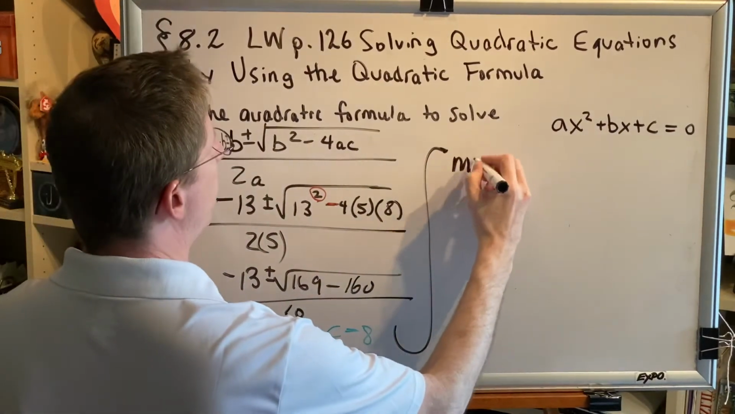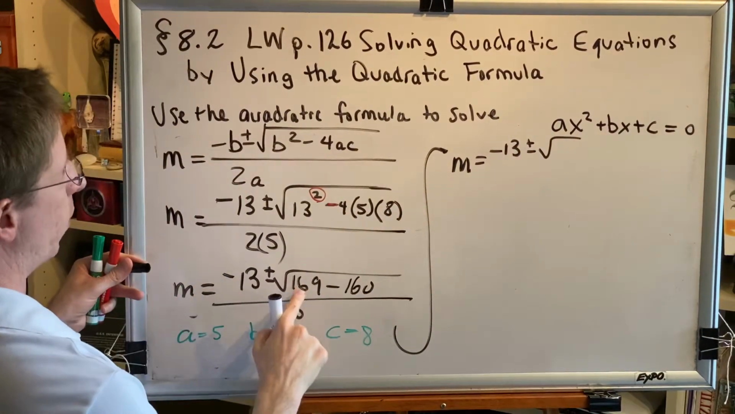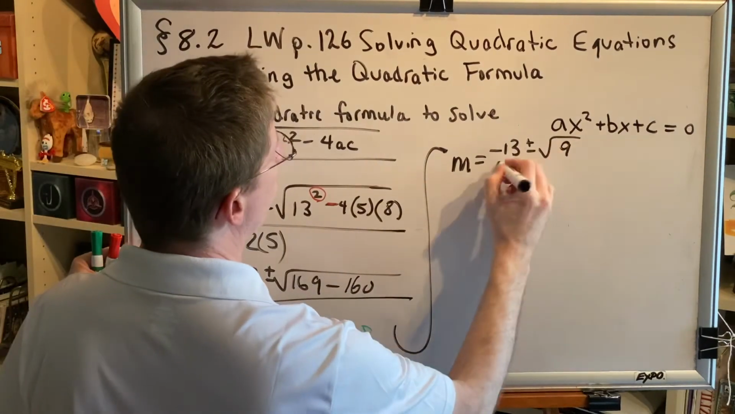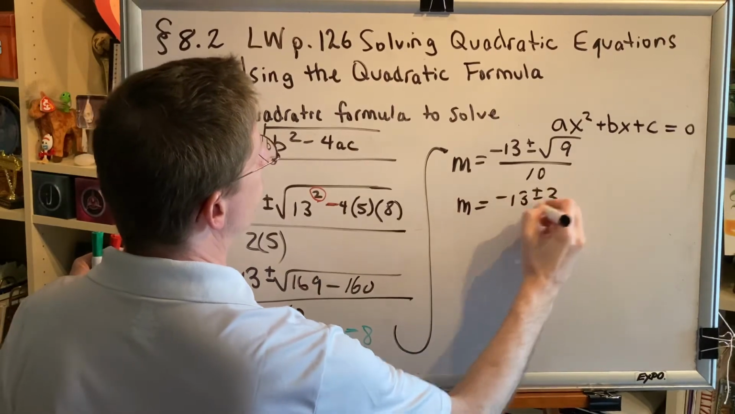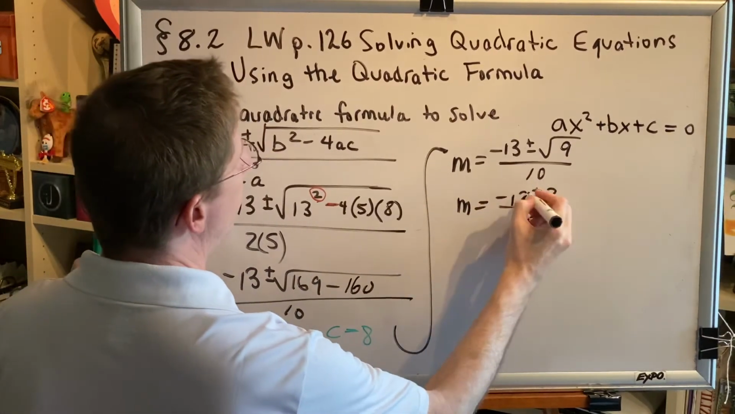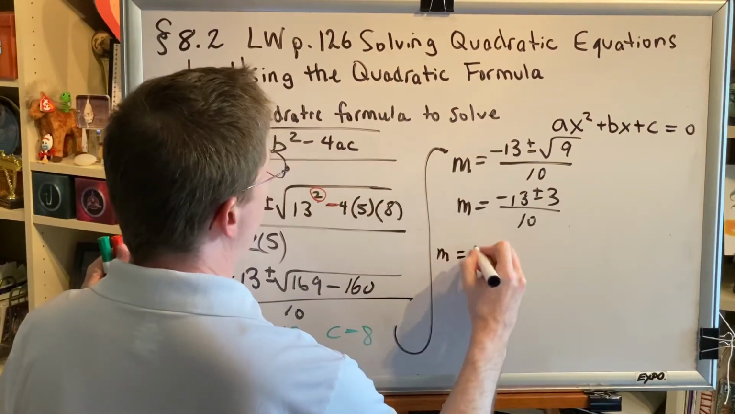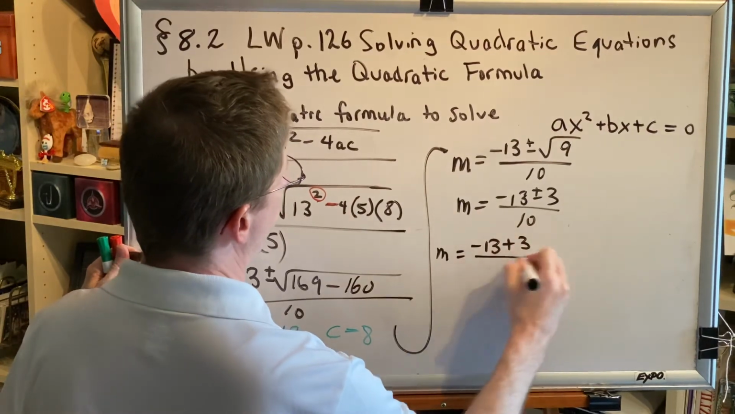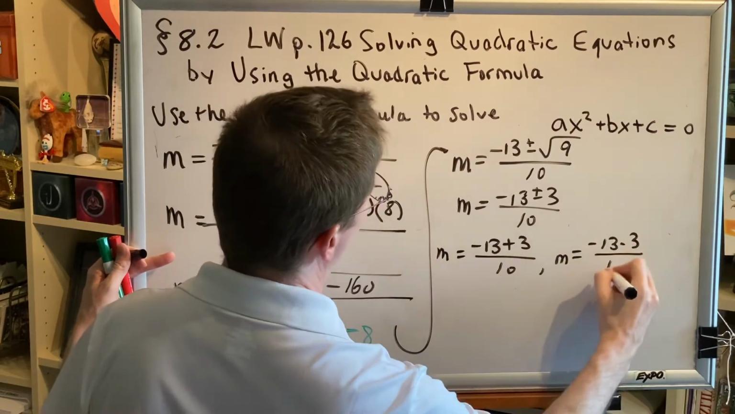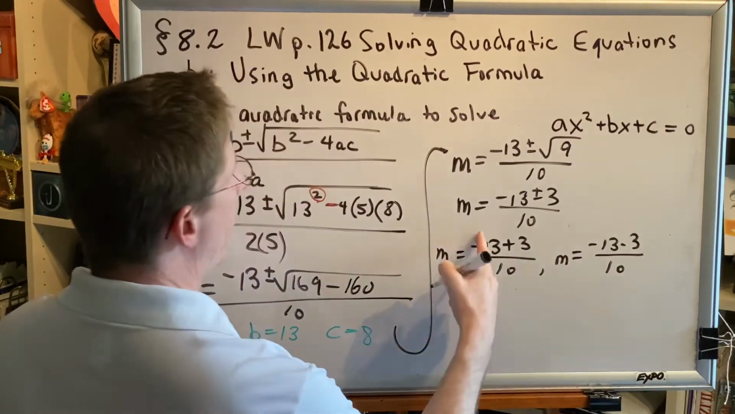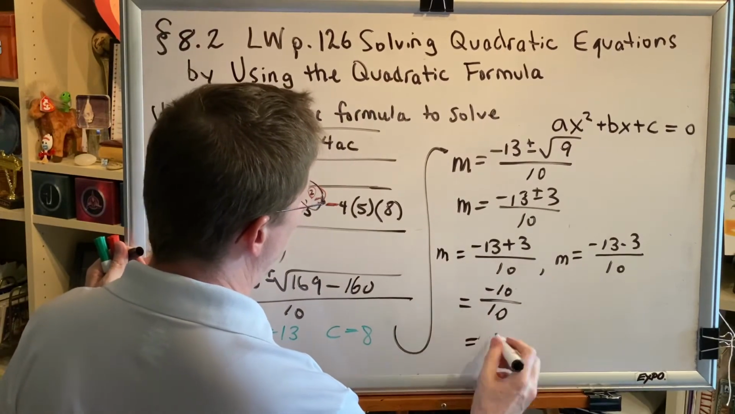So then we have m equals negative 13 plus or minus 169 minus 160 is 9, so we have the square root of 9 over 10. M equals negative 13 plus or minus 3 over 10. These are now likes, so we're ready to split our plus or minus up into two pieces. So we get m equals negative 13 plus 3 over 10, or m equals negative 13 minus 3 over 10. Negative 13 plus 3 is negative 10. Negative 10 divided by 10 is negative 1.